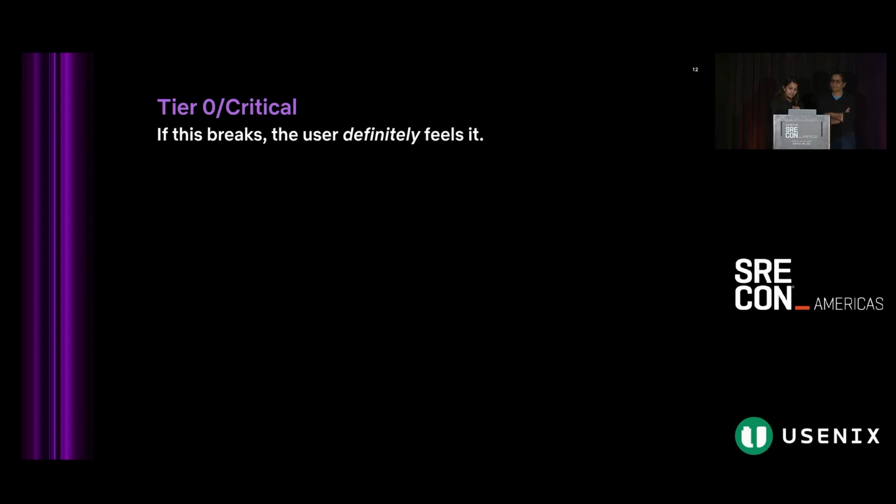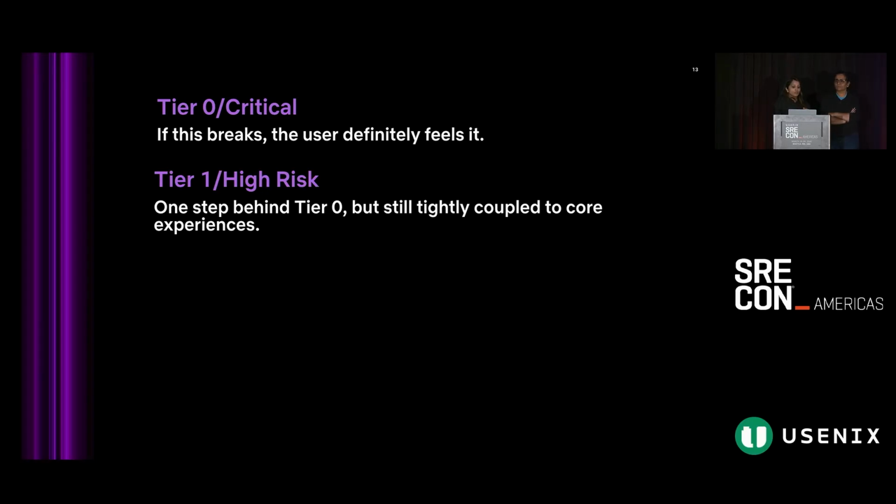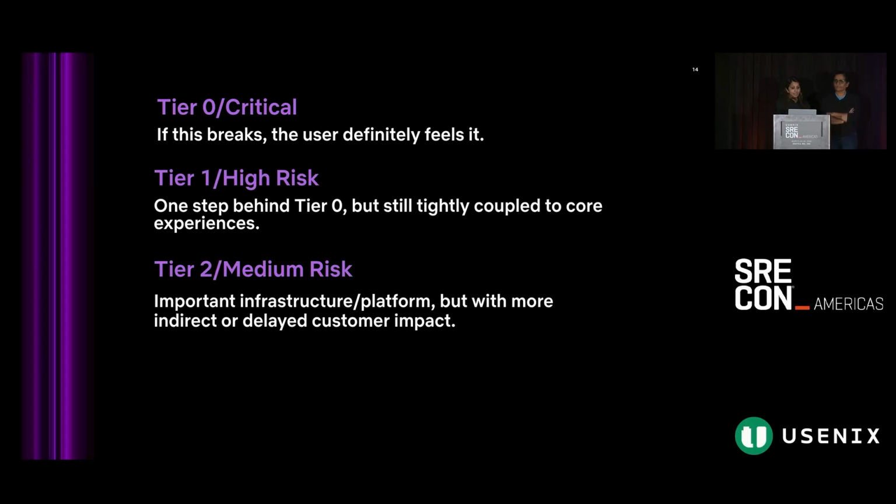Let's dive into that. At the very top, we have Tier 0, or critical services. If this breaks, the user absolutely feels it. Think play button, signups, payments, logins. Right behind Tier 0, we have Tier 1, which is our high-impact services. These are the services that are tightly coupled to those core experiences. If they misbehave, it might not be as obvious as the play button breaking, but it still hurts the user quickly. Then we have Tier 2, or medium impact services.